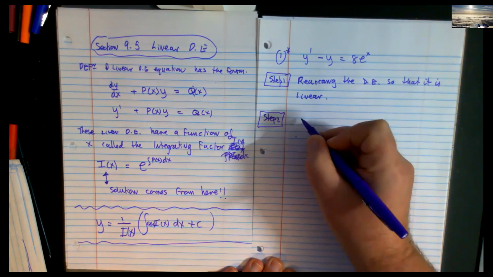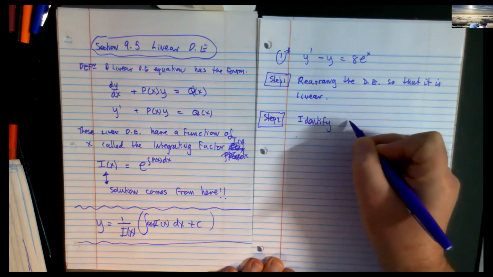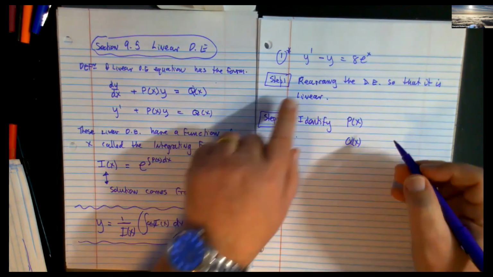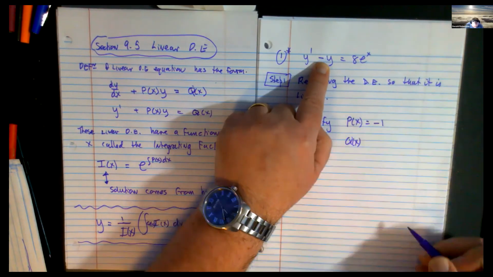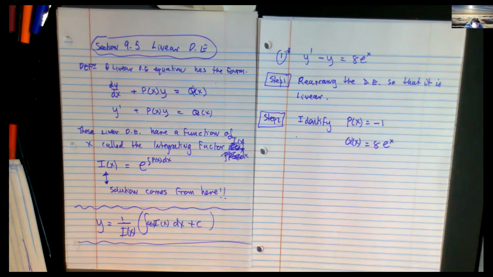Then you identify who is going to be your P of x and who is going to be your Q of x. P of x, in this case, is number -1. Q of x is that guy.